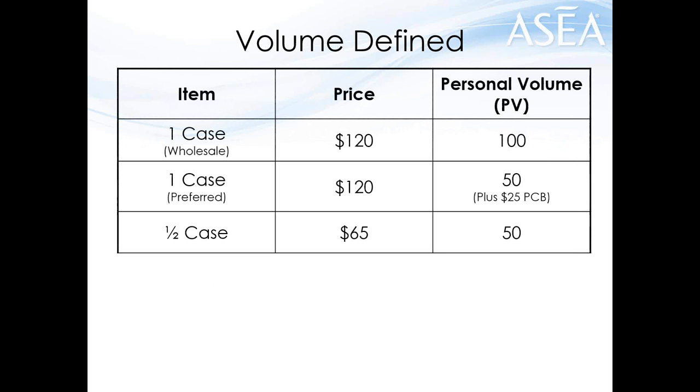Someone buys a case of product for 120, 100 gets put in the plan. 1 case as a preferred customer puts 50 in the plan, and a half case for 65 puts 50 as well. Remember, the 1 case preferred option only puts 50 because the enroller of that preferred customer gets a $25 commission bonus every single month, month after month.